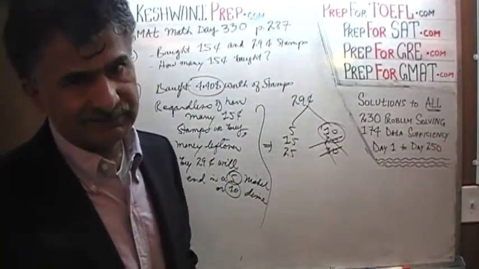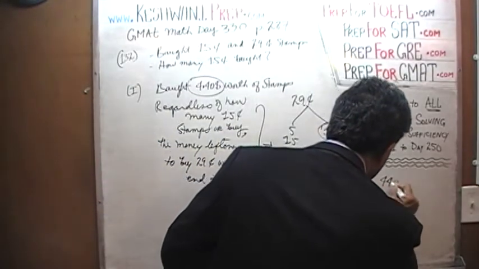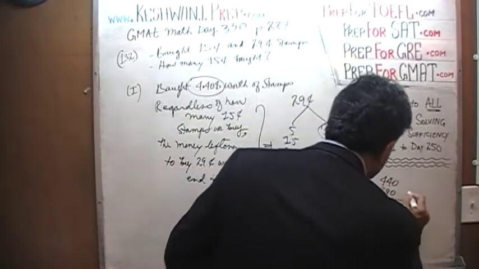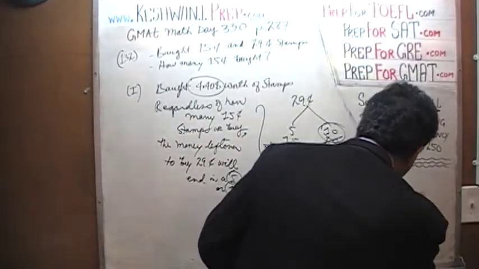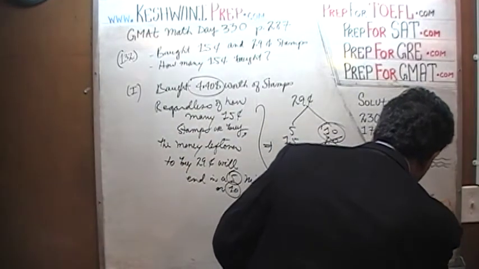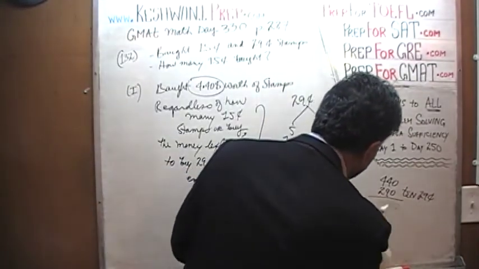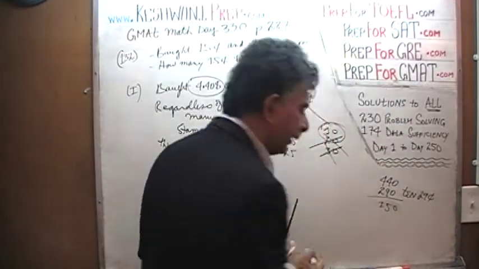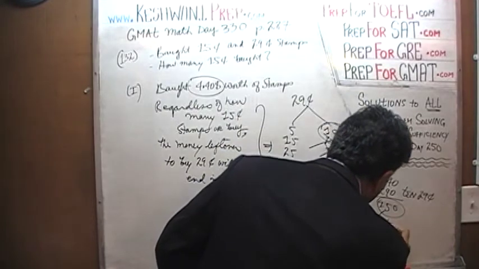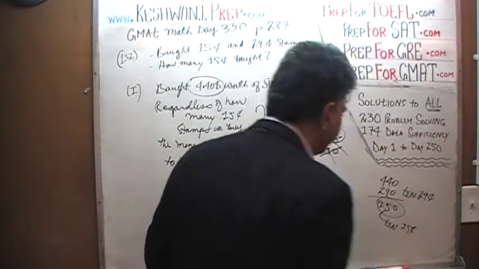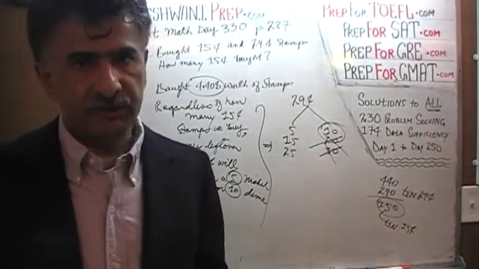We must have bought 10 29 cent stamps. Well, if you buy 10 29 cent stamps, that's $2.90. So here's your $4.40. You subtract $2.90 from it for the 10 29 cent stamps. And what are we left with? We are left with 150. 150 cents will buy us 10 15 cent stamps. That's it. We bought 10 15 cent stamps and 10 29 cent stamps. That's the only thing that's going to make sense here.